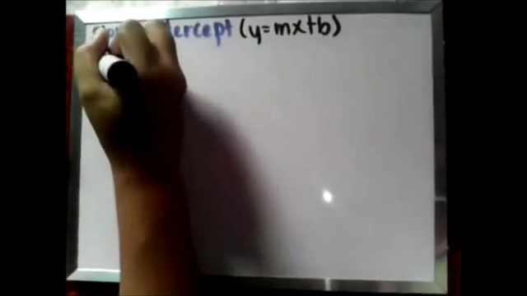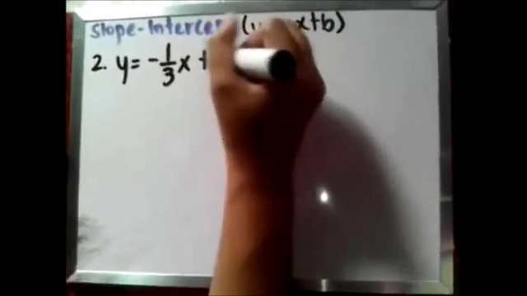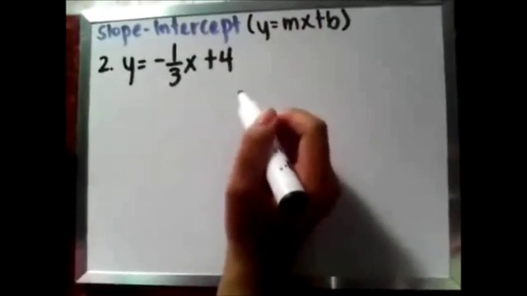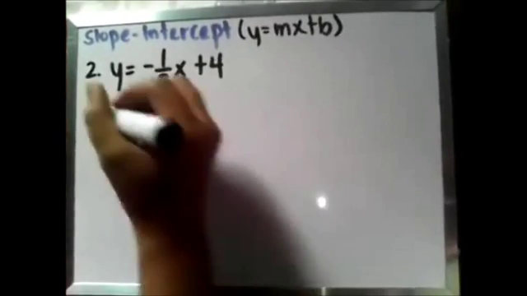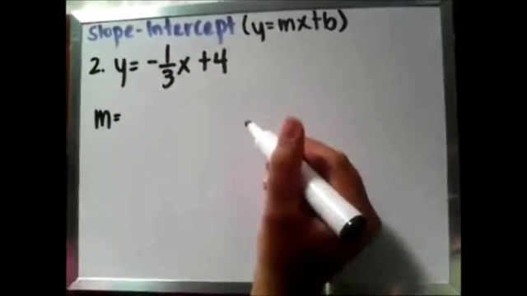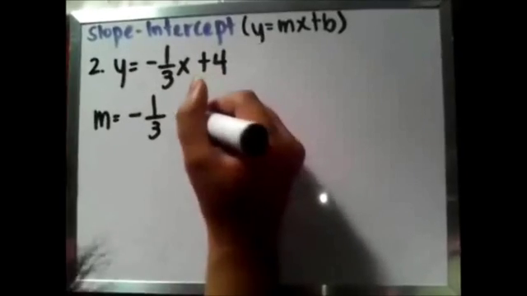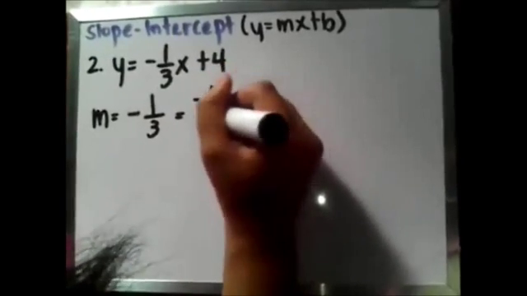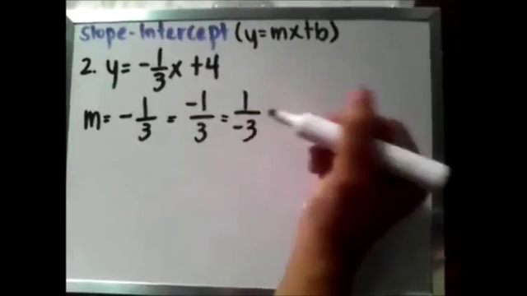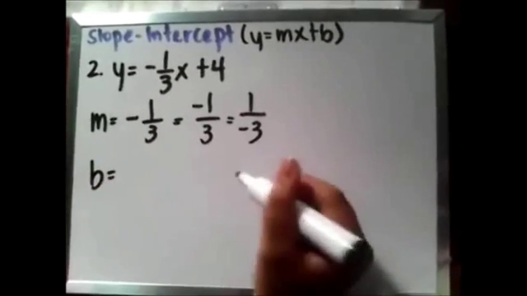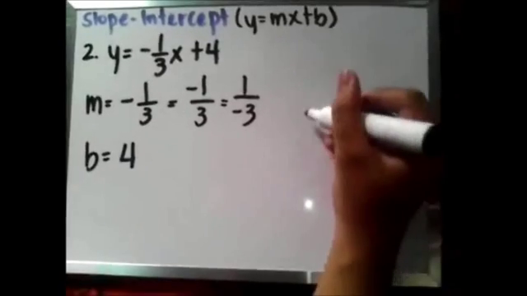Now let's have our second example. Y is equals to negative 1/3 x plus 4. Since the equation is already in slope-intercept form, we can now identify the slope and the y-intercept. So in this equation, the slope will be negative 1/3, or it can be written this way, negative 1 over 3 or 1 over negative 3. Then for the y-intercept, it will be 4. Then after identifying the two, you can now have your graph.